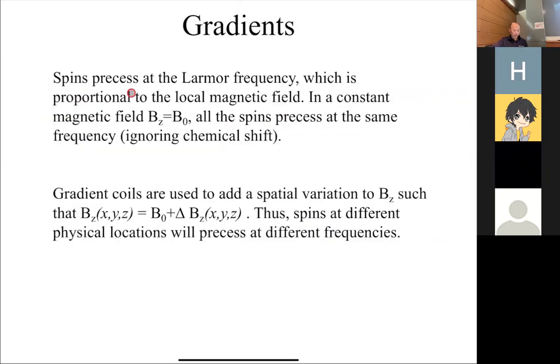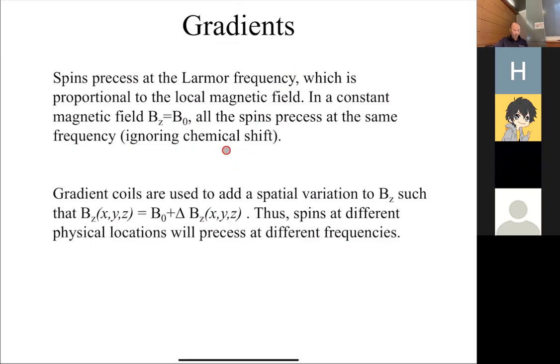So the key is that, as a reminder, spins precess at the lower frequency. So in a constant field where B sub Z equals B naught, they'll all spin at the same frequency. And here I'm saying ignore chemical shift. This is getting to your question about certain spins precessing at different rates, like if you're in fat, you'll precess differently than if you're in muscle. But for now, we're going to ignore that.